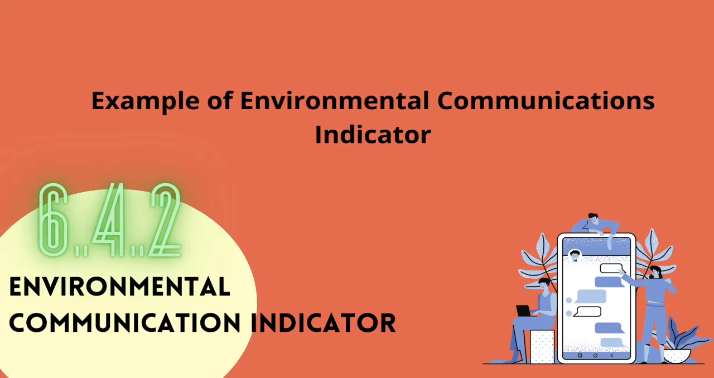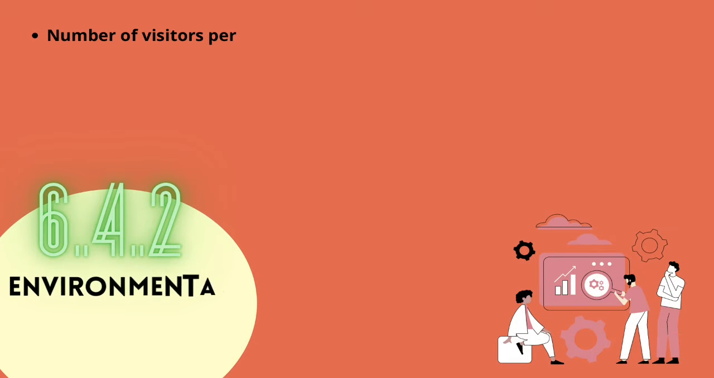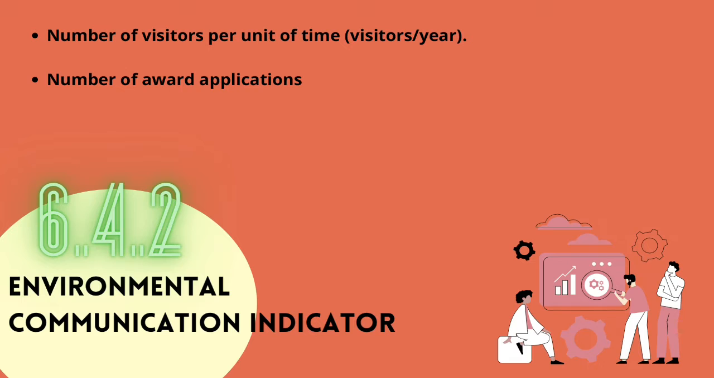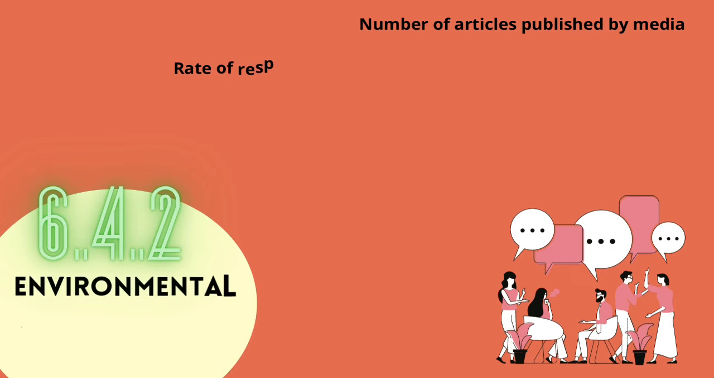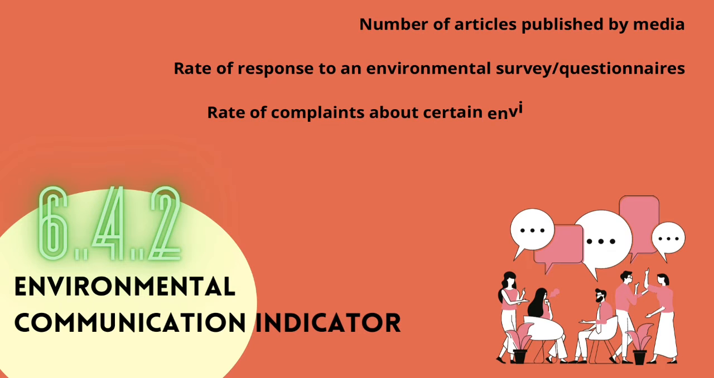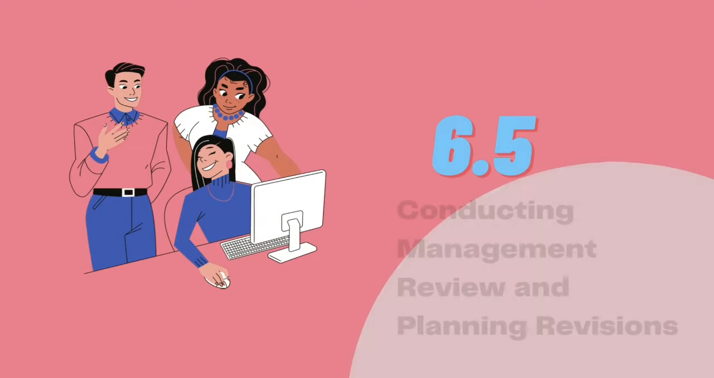Subsequently, here are examples of environmental communications indicators. There are about 6 main examples of environmental communications indicators, which consist of number of visitors per unit of time, visitors per year, number of award applications, number of awards received, number of articles published by media, rate of response to an environmental survey or questionnaires, and rate of complaints about certain environmental aspects, activities, or issues.